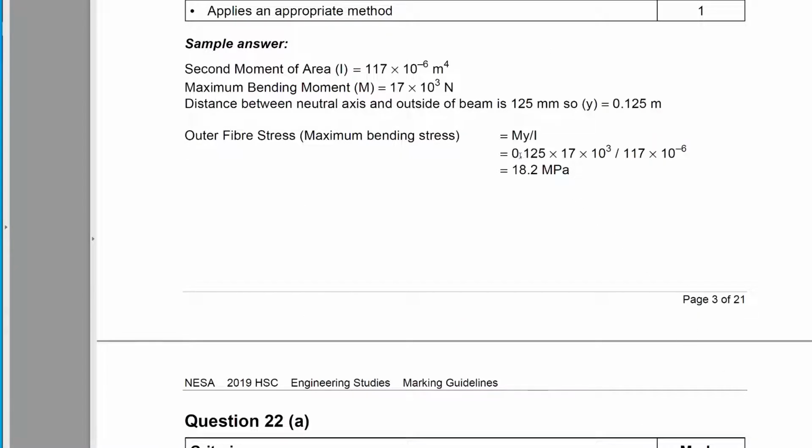So let's have a look. We're going to say 0.125, which is 0.25 divided by 2, times 17,000 divided by 117 times 10 to the negative 6 gives us, now that will give us an answer in pascals, right? So that'll give us an answer of 18,200,000 and something. And they've skipped a step and given us that answer.